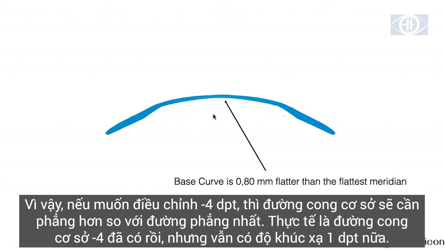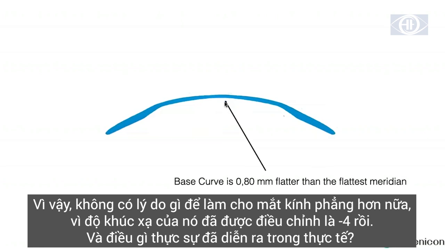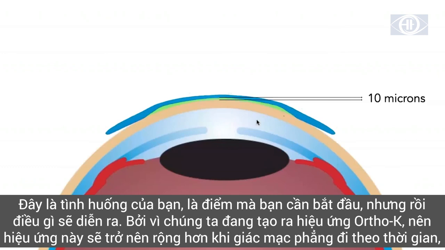But in fact, the lens is already corrected for minus four. So there is no reason to even make the lens flatter, because it is already corrected for minus four. What is actually happening? What is happening in practice? This is your situation. This is your starting point.